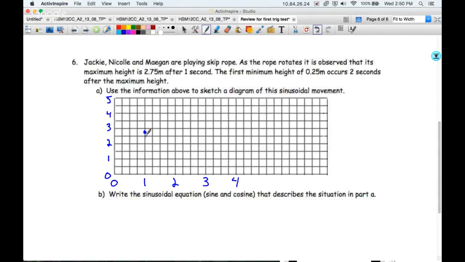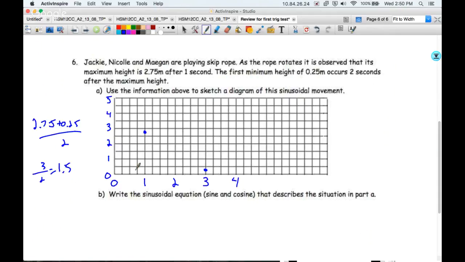And then the first minimum height occurs 2 seconds after the maximum height. So 2 seconds later, so 3 seconds. And it's 0.25, so just a half unit there. All right, so that took 2 seconds. So 1 second should be right in between. What is exactly in between 2.75 and 0.25? We can figure that out by averaging them. So 2.75 plus 0.25 divided by 2 equals 1.5.